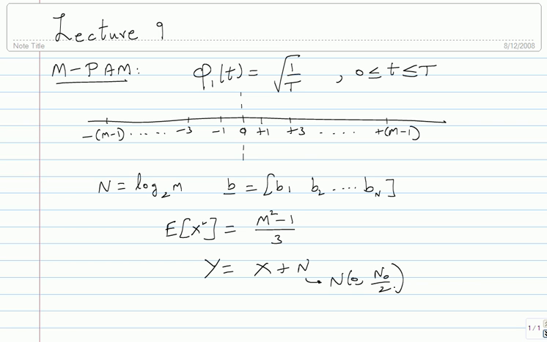This is a very standard communication system. So MPAM is a very, very commonly used system. You can imagine 2PAM is the simplest case, BPSK, it's commonly used, 4PAM, 8PAM and all that. As you go to larger and larger M, you're sending more bits at the same time, but you're also using more energy. So that's the MPAM.